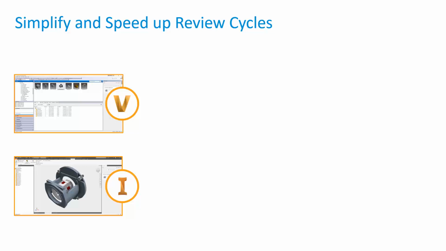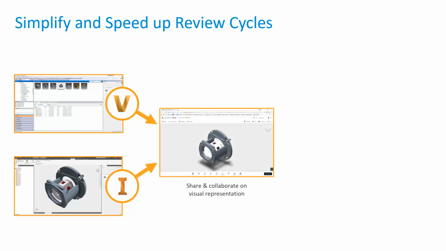Now, if it's a 2D or a 3D, it doesn't matter. You can share the view. This renders the files out and sends them out to a web page. This is Autodesk Viewer. And then you get a link.